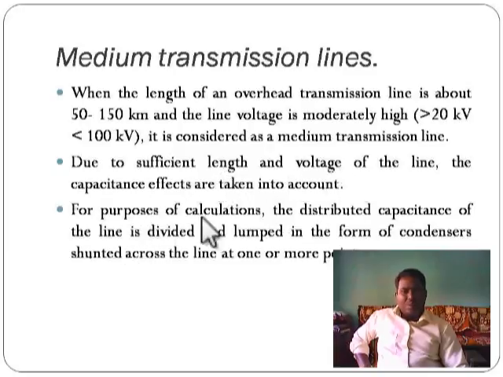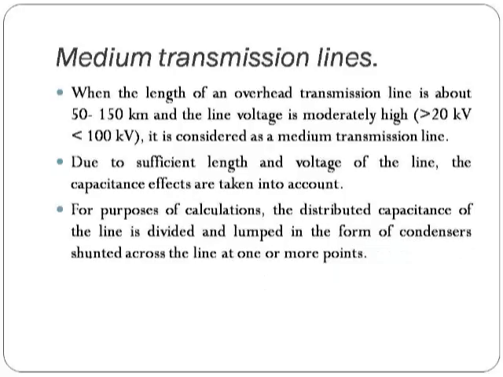For the purpose of calculation, the distributed capacitance of the line is divided and lumped in the form of condensers. Most of the time the capacitance values are treated as condensers only. The capacitance of the line is divided and lumped in the form of condensers shunted across the line at one or more points.